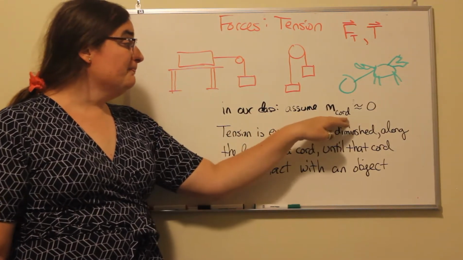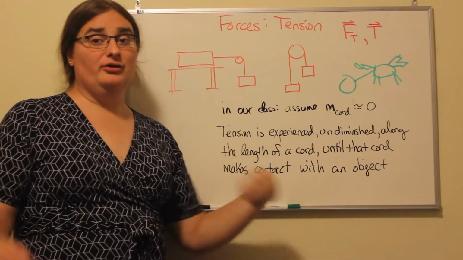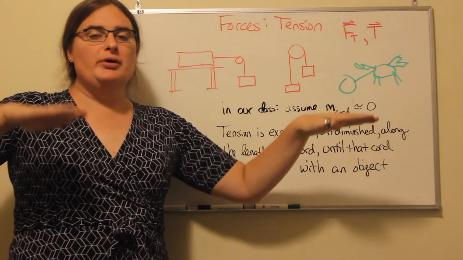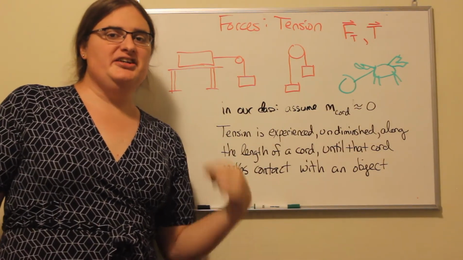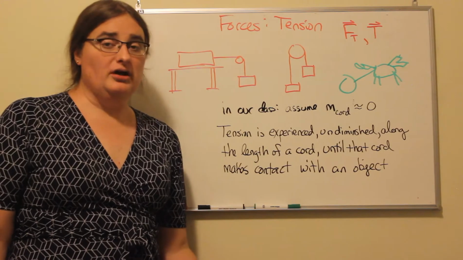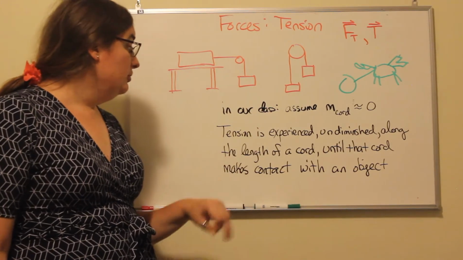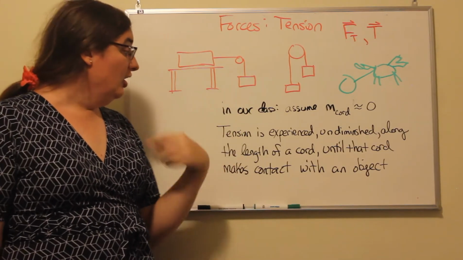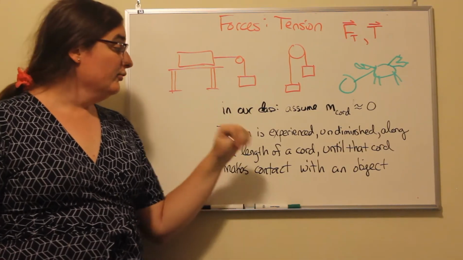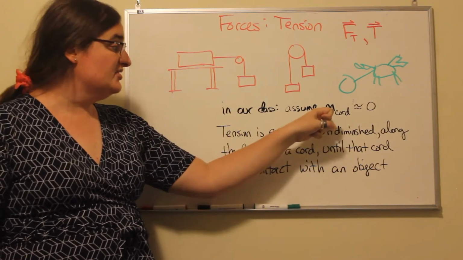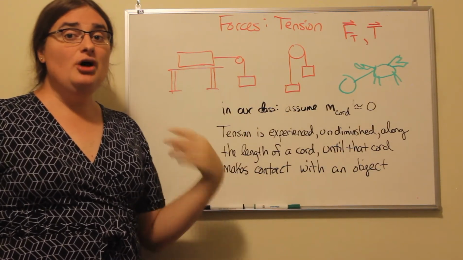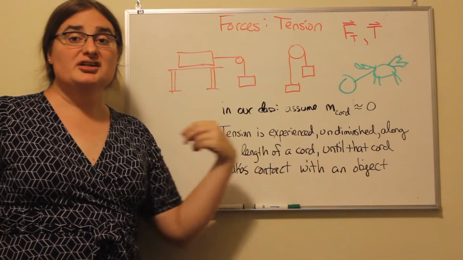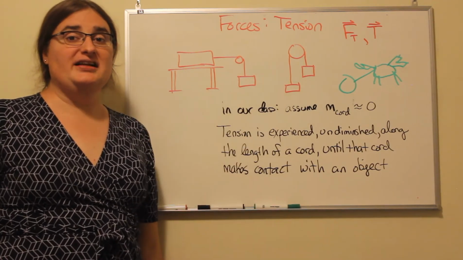So we're basically going to say if a string or cord or cable stretches, then once it's stretched, that stretch will remain constant as long as there is some tension along the cable. So, tension then is experienced undiminished all along the length of that cord. And the reason why it's undiminished is because if the mass of the cord is zero, then it takes no net force to accelerate that cord as a system containing that cord is accelerating.